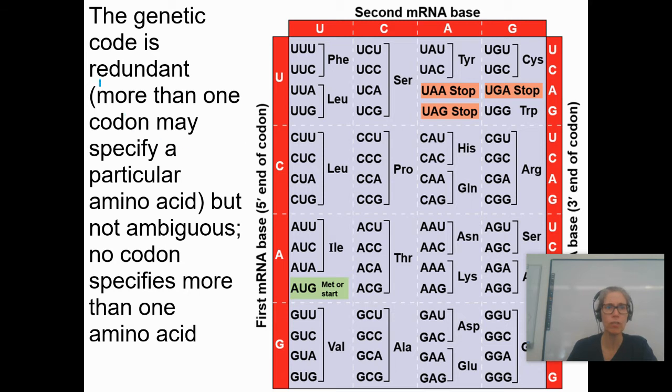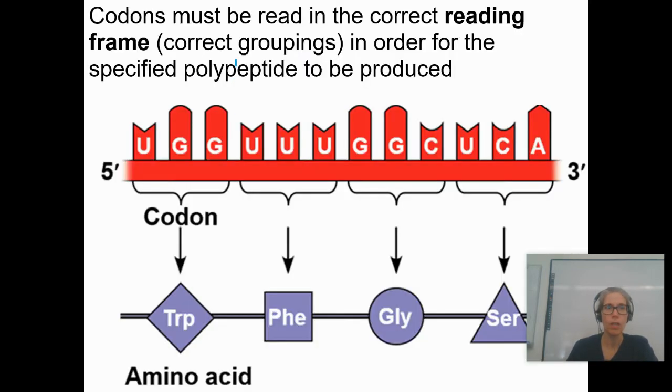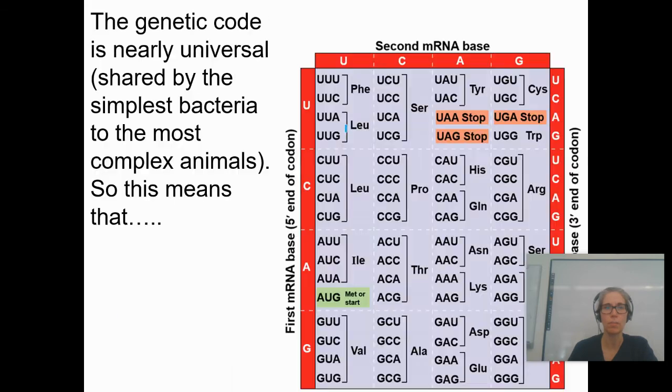So the genetic code is redundant. That means there's more than one codon for many amino acids. So these 4 codons actually all code for the same amino acid, leucine in this case. But it's not ambiguous, meaning CUU will always code for leucine. The codons have to be read in the right reading frame. So it's 3 at a time. These 3, then these 3, then these 3.